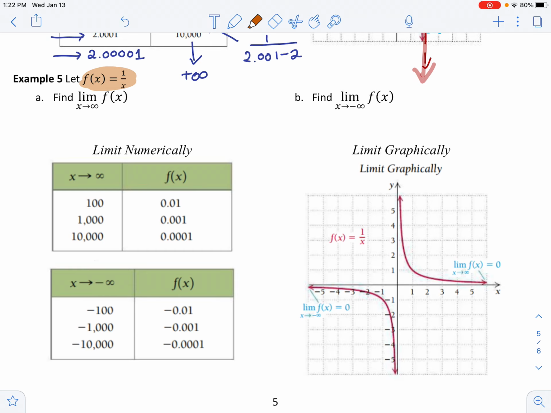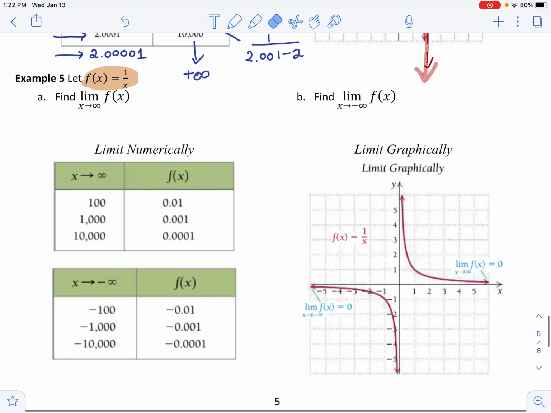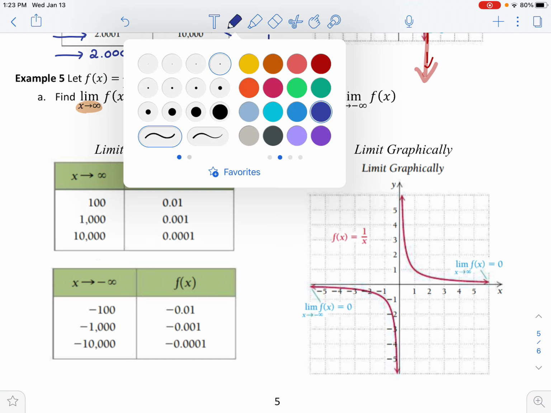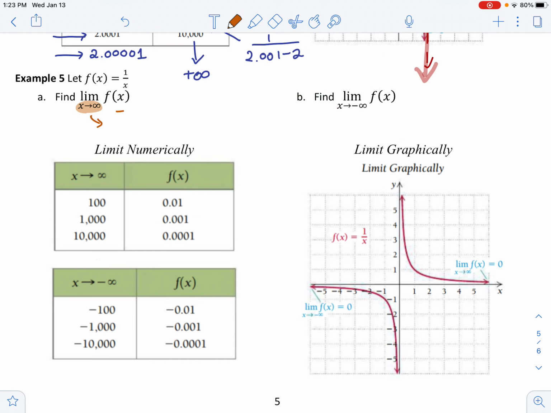But it looks like we're not really looking at x equals 0 this time. Where are we trying to go? Look at this first part. Find the limit as x approaches what? x approaches positive infinity. So I want to talk about this with you. What does that mean? x is approaching positive infinity.